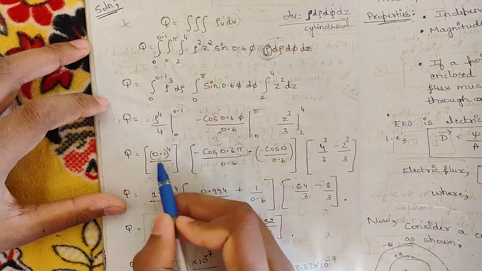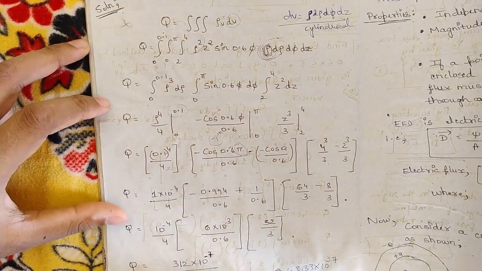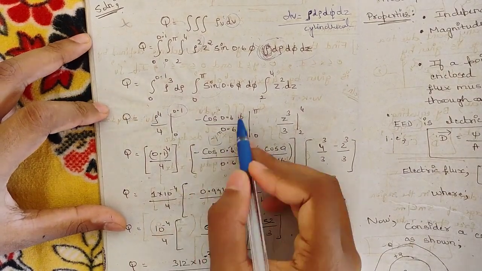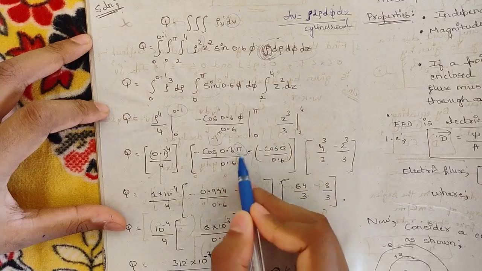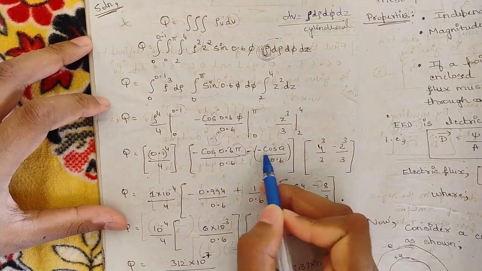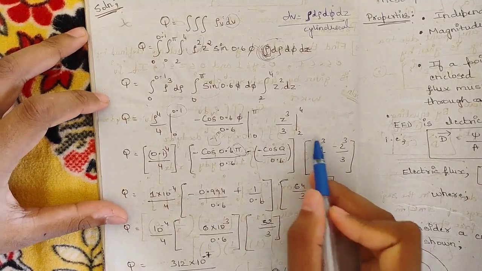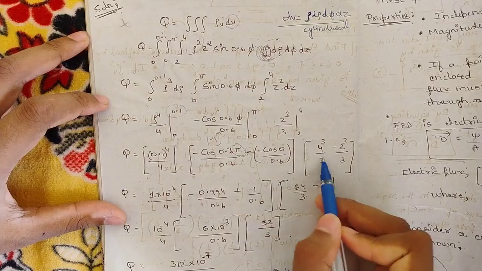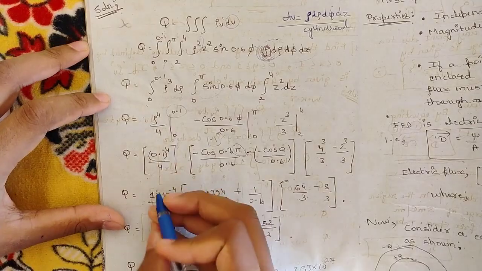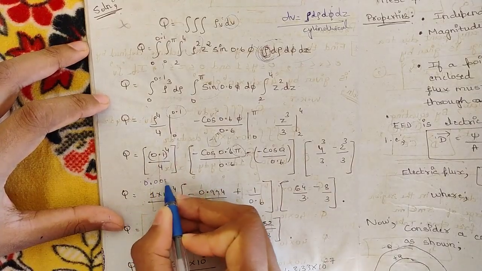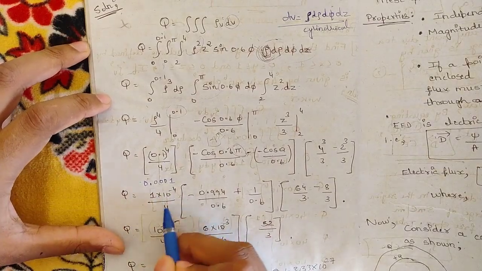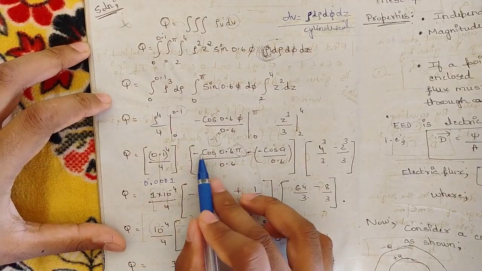Consider only the upper limit part: 0.1 to the power 4 divided by 4, into cos 0.6 pi, since the upper limit is pi, divided by 0.6, minus the lower limit, that is minus of cos 0 divided by 0.6, into 4 cube divided by 3 minus 2 cube divided by 3. Now 0.1 to the power 4 is actually 0.0001, written as 1 into 10 to the power minus 4, divided by 4, and here it is cos 0.6 pi.